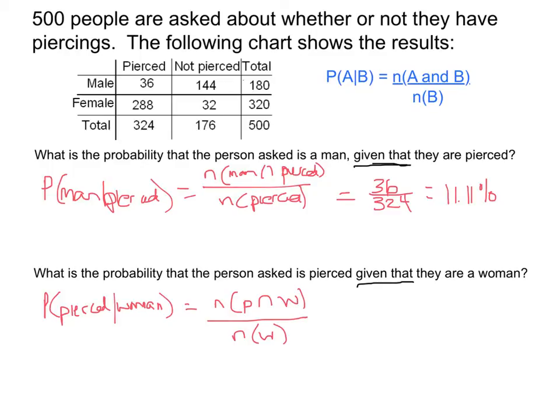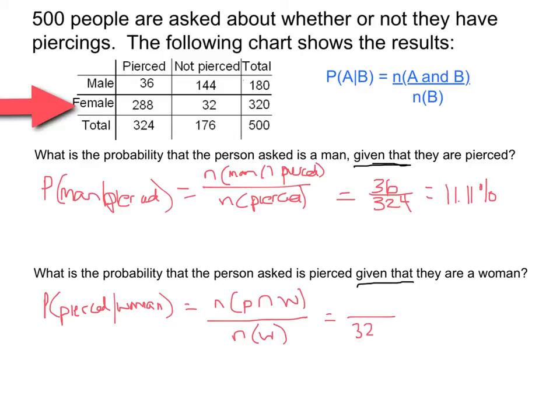So let's take a look first at the denominator. That's going to be the total number of women out of the 500 people that were asked. So if we look at female and we look at the total, that's this number here. That's the 320. So that's going to be our denominator.